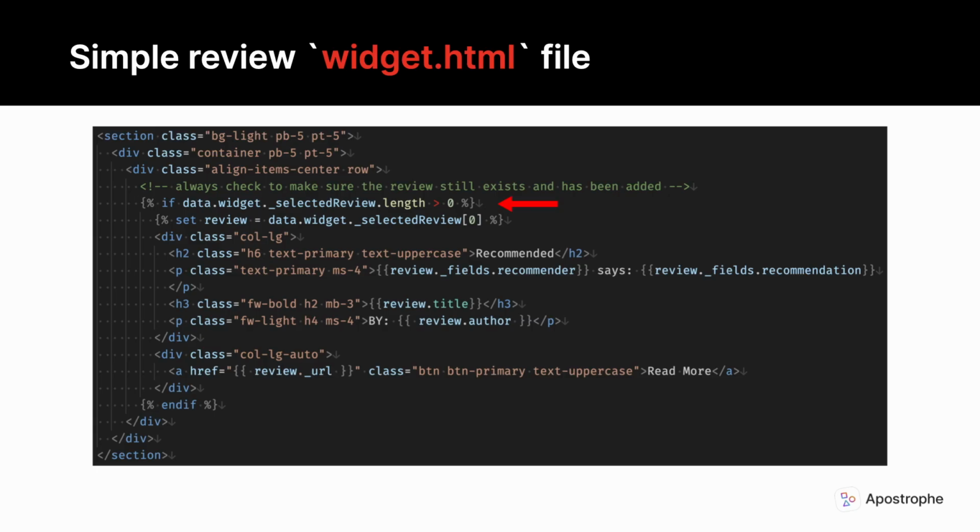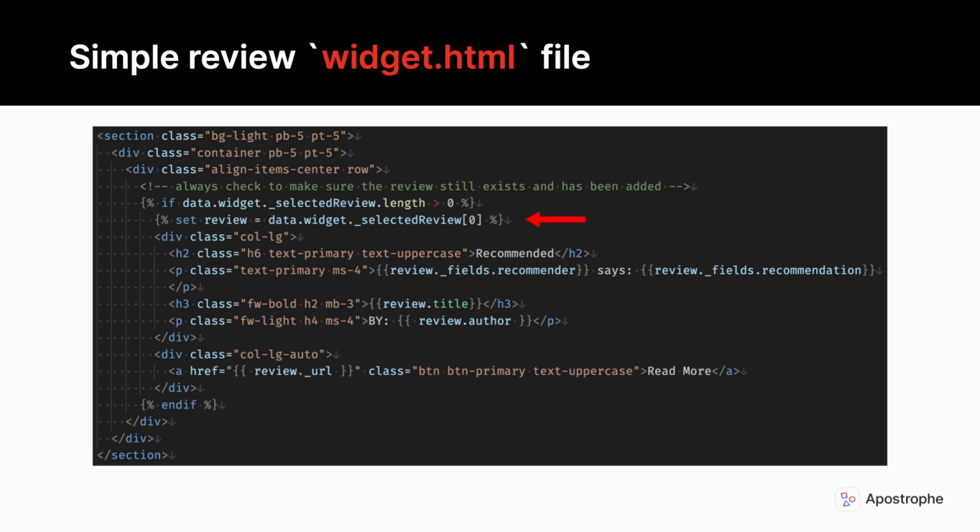We are using an if within Nunjucks tags to make sure that the content creator added the review and it hasn't been archived by checking the data.widget._selectedReview value. A relationship field will return an array with all the selected documents, so that array should have a length longer than 0 if at least one review has been added.